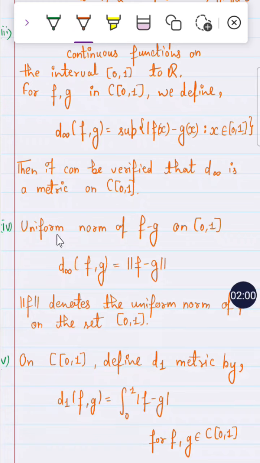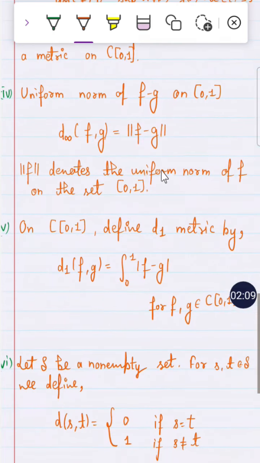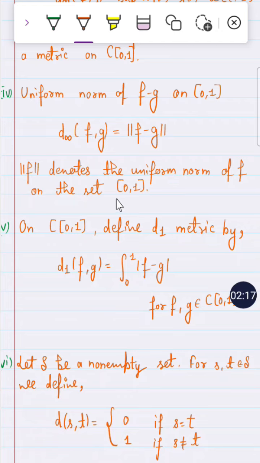Okay, now the uniform norm of f minus g on closed interval 0, 1. D infinity of f, g is equal to the norm of f minus g. The norm of f denotes the uniform norm of f. Okay, the norm of f defines the uniform norm of f on the set closed interval 0, 1.